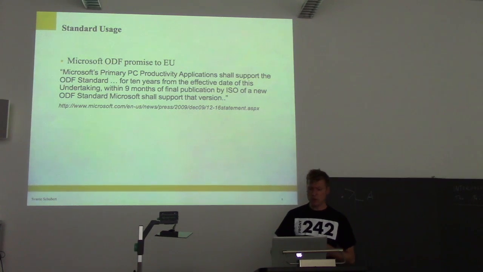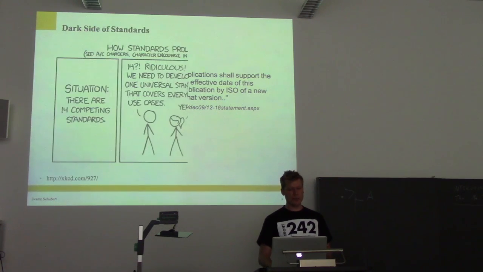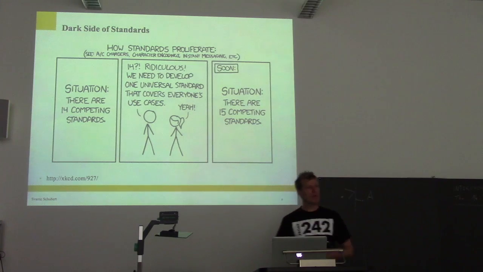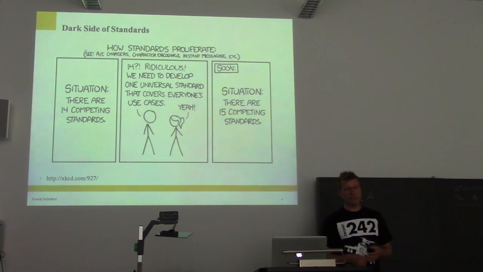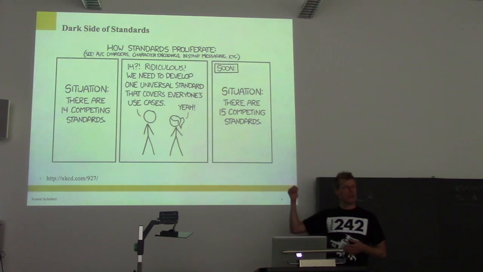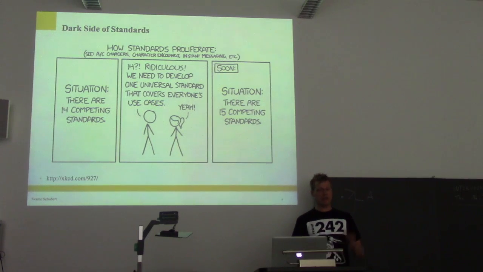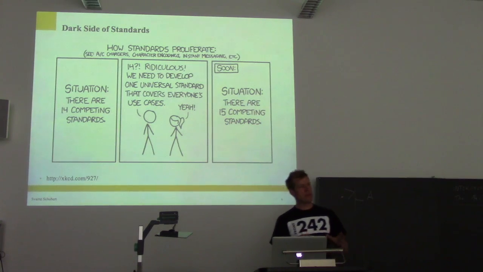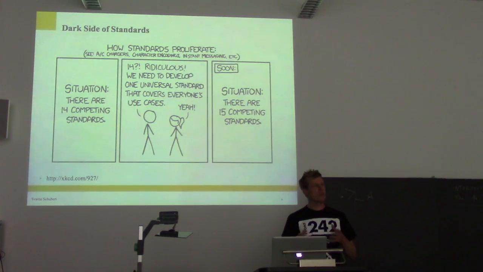Okay. But there is also a dark side. Not everybody loves standards, and you might have known this from XKCD. The situation is that there are 14 standards and people come together, oh, 14 standards, we have to do something against it, and yes, they do it, and after that, now they have 15 competing standards. Well, you smile about it, and there's something true about it, because they're very hard to get rid of after a while.